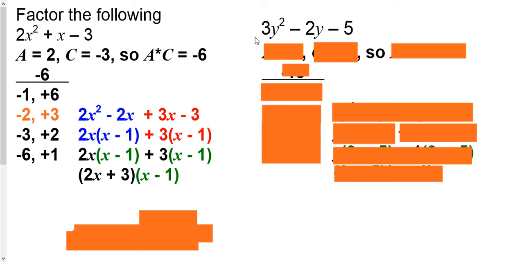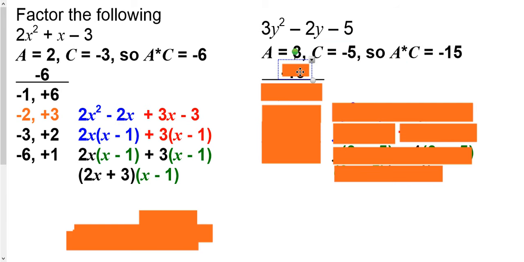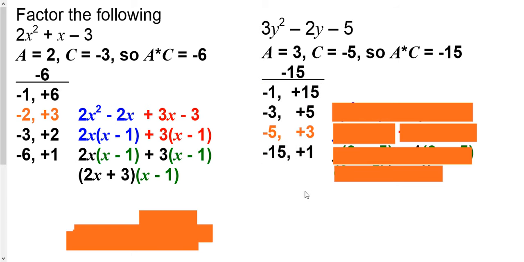So try to do the next one in a very similar way. A is going to be the 3, C is the negative 5, I multiply them together and I get negative 15. So now I need to look for factors of negative 15. So I write out all the factors of negative 15, and I'm concerned about the pair of factors that are going to add up to be negative 2. And in this case, it's the negative 5 and the positive 3. They add together to give me that negative 2.